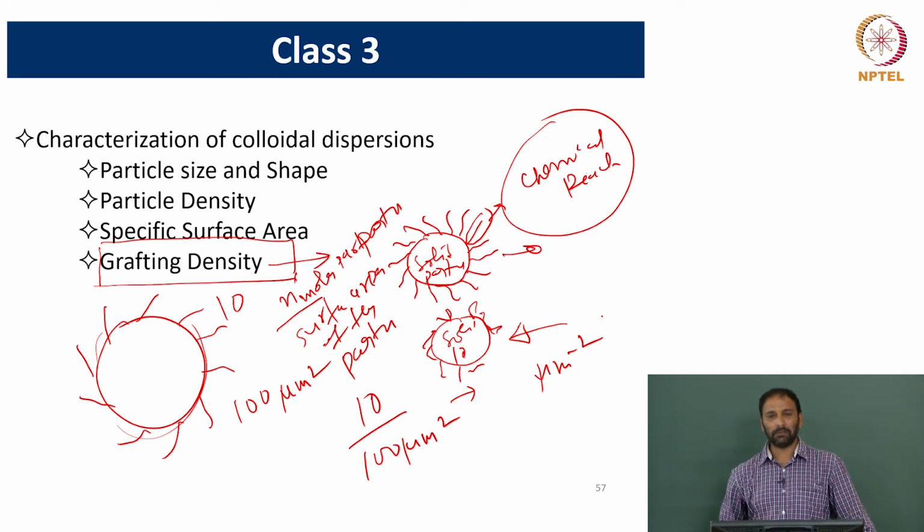We'll tell you a little bit about why this chemical grafting or physical adsorption is important as we go along. But at this point, what is important is that there are particles which may have some long chain molecules on the surface, and one would be interested to know the number of molecules on the surface of these particles, and that is characterized by a quantity called the grafting density.